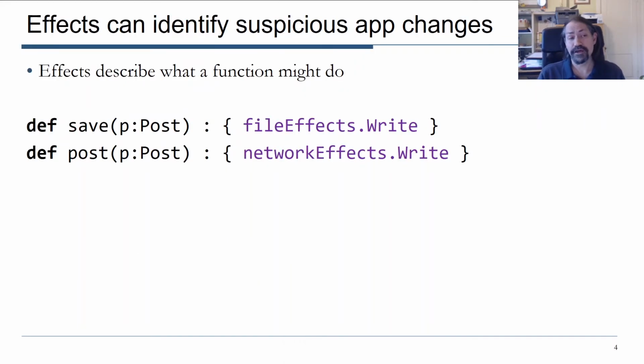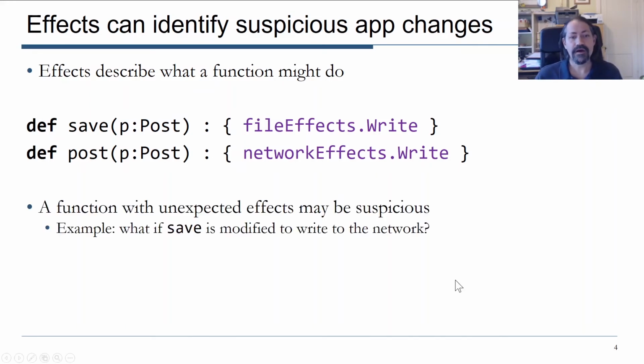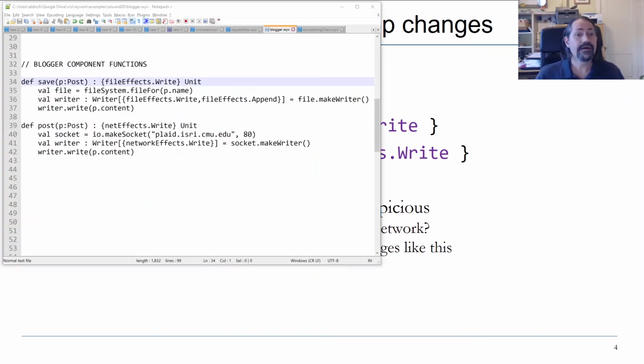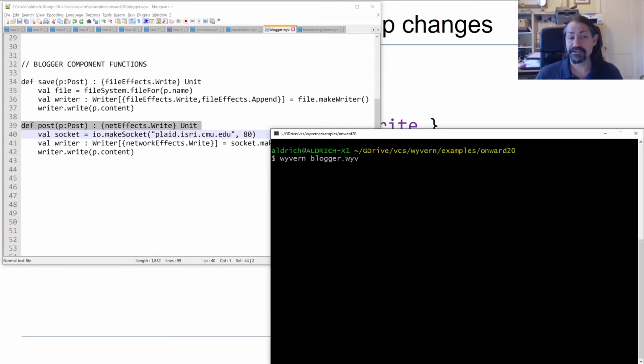The second feature I'd like to look at is a static effect system, which can describe what different functions might do. For example, in a blogging application, save might write to the local file system, whereas post might write to the network. A function with unexpected effects might be suspicious. For example, if save is modified to write to the network, we'd like to know about this, and our effect system can alert us to this problem. Here we have save, which has a file effect, and post, which has a network effect. If we compile things, everything works as expected.